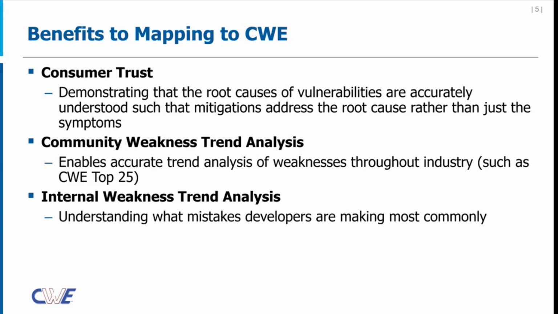And then the last one that we think of is internal weakness trend analysis. Having accurate CWE mappings can help you, as developers, understand where the mistakes are happening, figure out what mistakes are happening most commonly and how we can eliminate those completely during development, and really understand the trends in the weaknesses that you as a company are making.